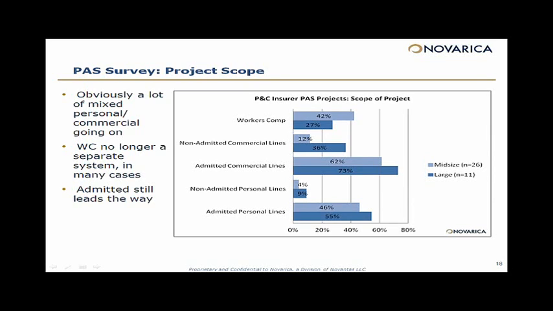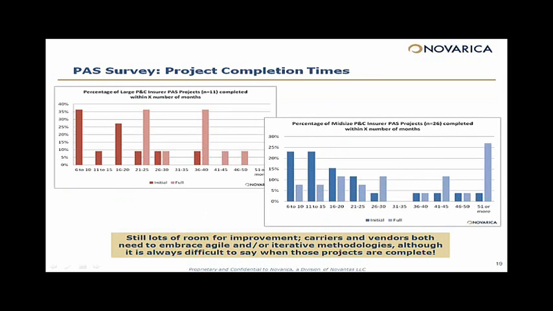What we also found is that workers' comp is commonly put onto the same platform as the other lines, and that admitted commercial lines was probably the leading lines of business that were implemented within the policy systems for the survey respondents. Next slide, please.